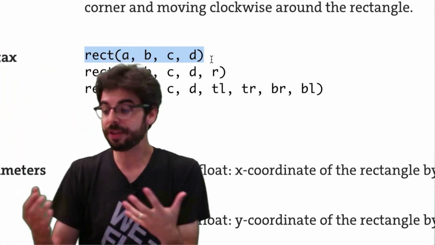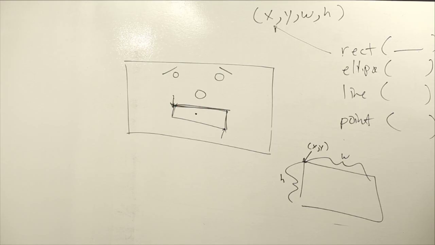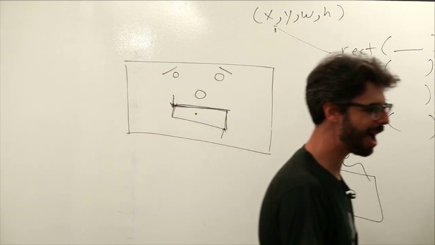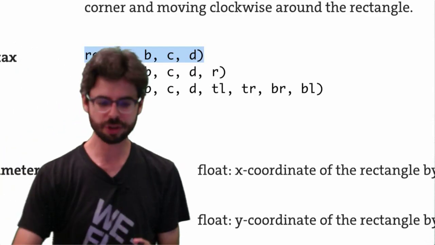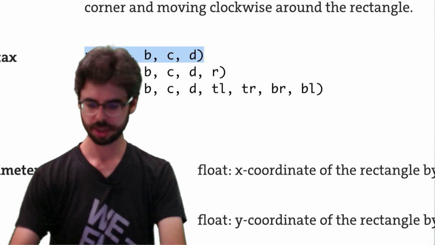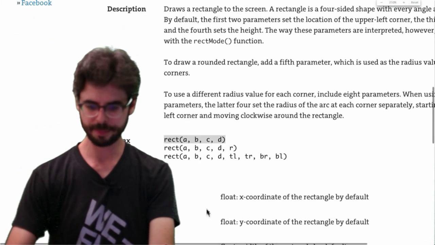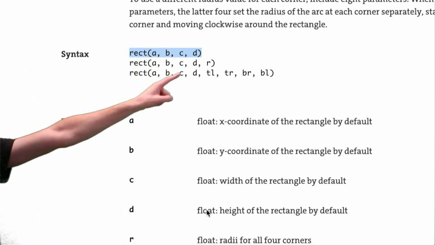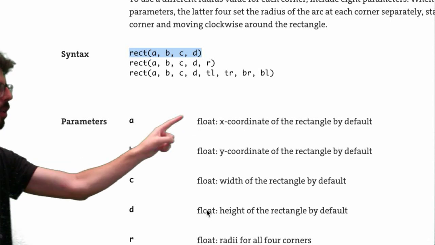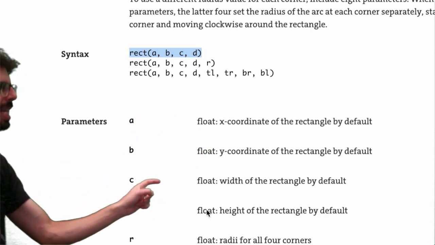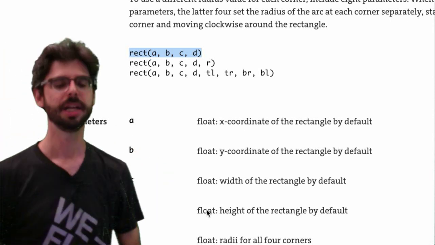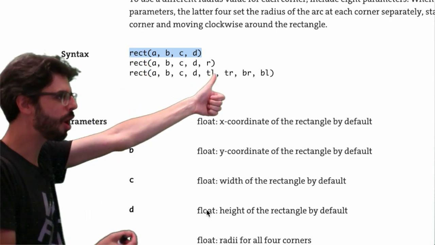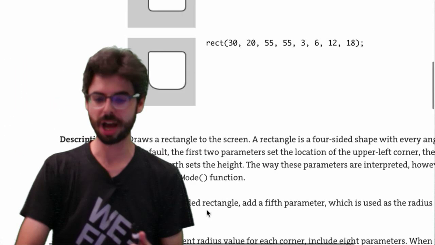Now, I often think of those, and I did on the board over there, as X, Y, W, H: X for X, Y for Y, W for width, H for height. But we can see here in the reference, it's going to describe that for us. I'm going to zoom out slightly, not all the way. We can see here, rectangle A, B, C, D. A is the X coordinate of the rectangle by default. B is the Y coordinate of the rectangle. C is the width, and D is the height. So we can see that this page is giving us what the syntax is, what those arguments are, what the arguments actually do, and then at the top here, a few examples.